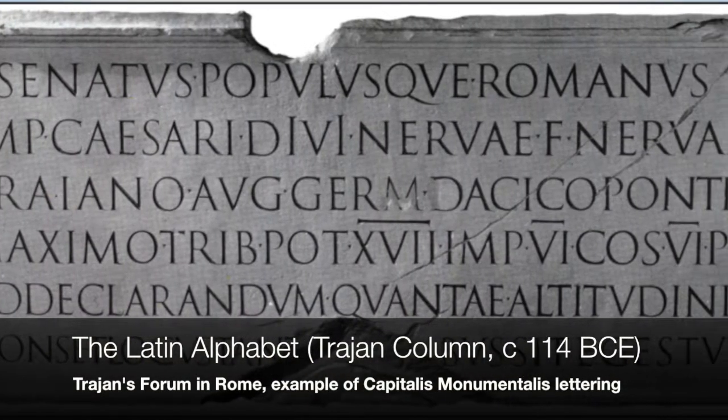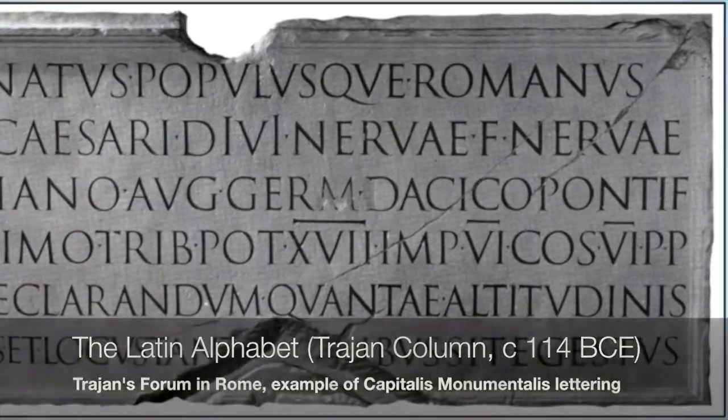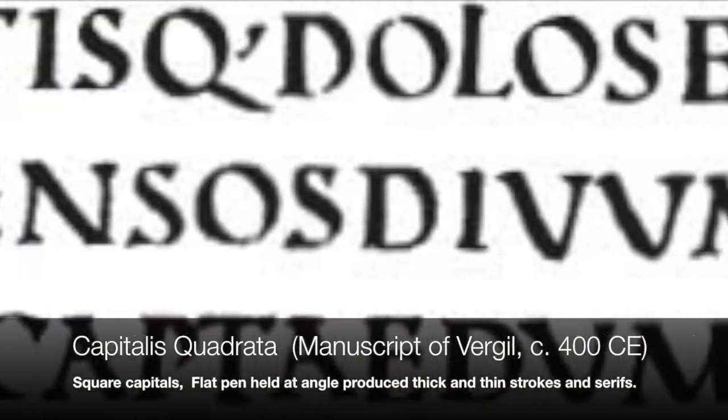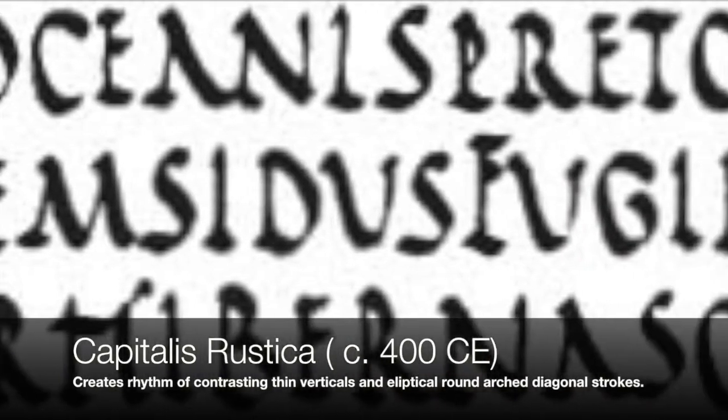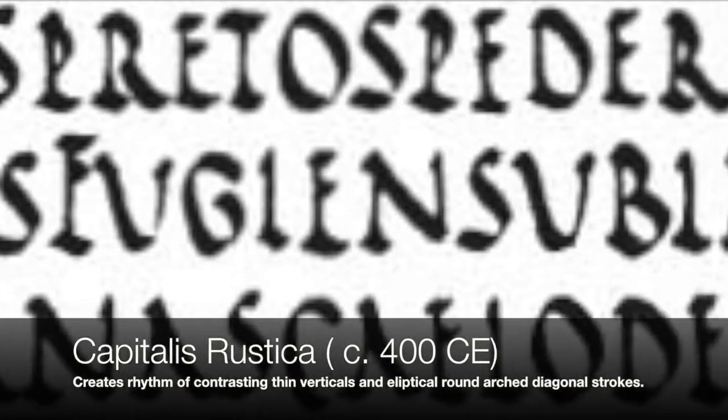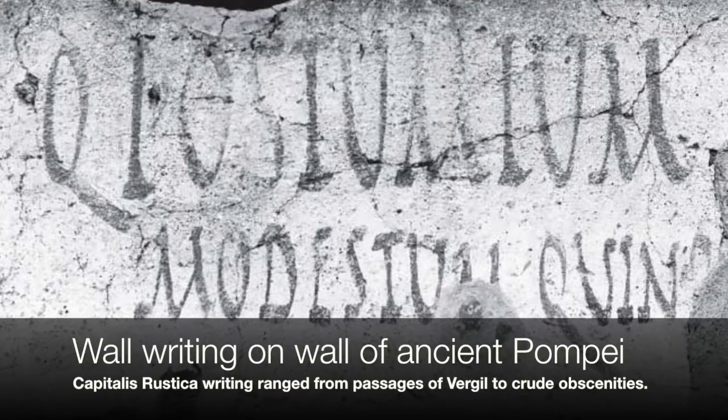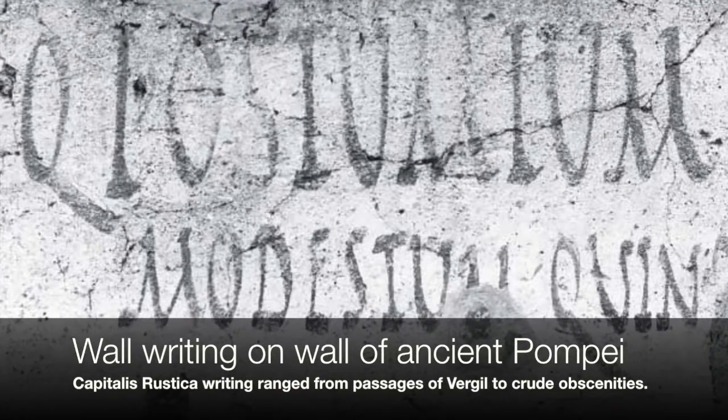The Roman written hand took two main design styles, Capitalis quadrata, and the second style is called Capitalis rustica. Look at the characteristics of these two different styles of writing. Here's an example of the Capitalis rustica from a wall in Pompeii from the 1st century.